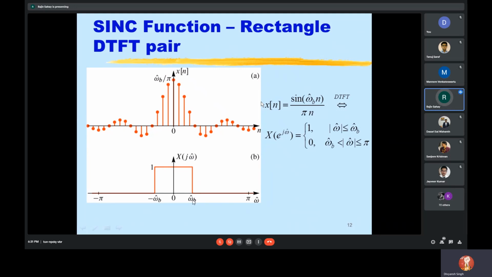So the rect function has the cutoff frequency as omega b. And if you see here, this is actually omega b by pi sinc of omega b m. So this turns out to be a sinc function. You can write it as a sinc function by using omega b by pi into sinc of omega b m. So omega b is here, and it is the cutoff frequency. So this is something that you should note.